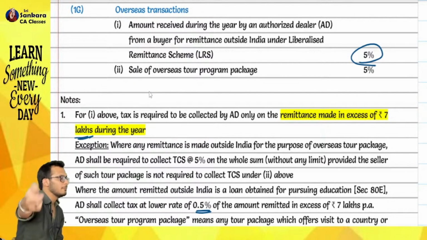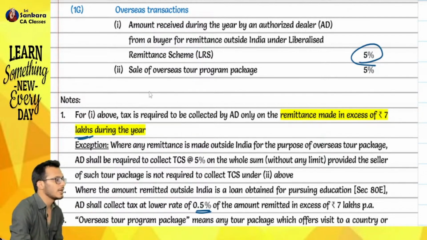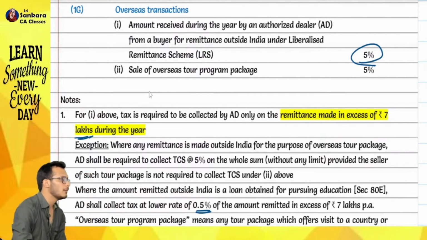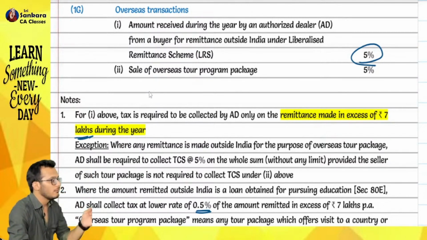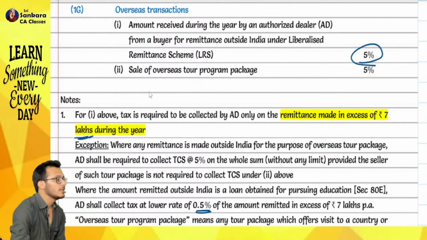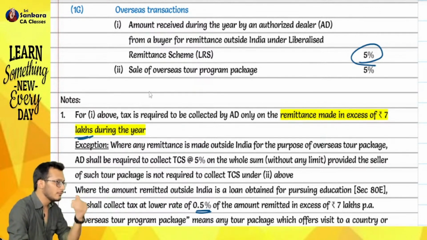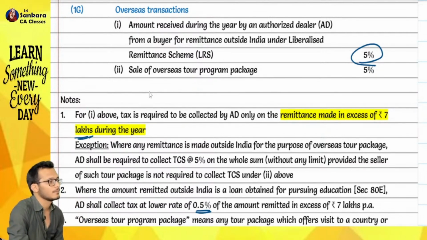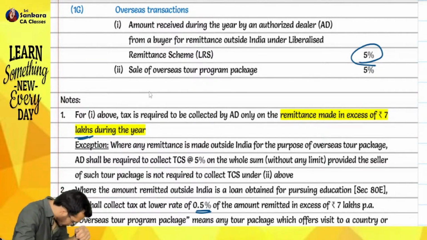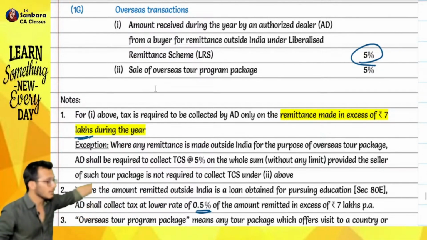That money will be deposited in your credit, and you can claim it as a credit. So the provisions say, if you are sending your money outside India, tell me the purpose. If it is for an education loan, you can collect TCS at the rate of 0.5% above 7 lakhs. If it is not for an education loan, but just sending it out, then it is 5% above 7 lakh rupees. If it is for overseas travel, there is a zero threshold limit. Everything will be liable for 5% TCS. Clear?